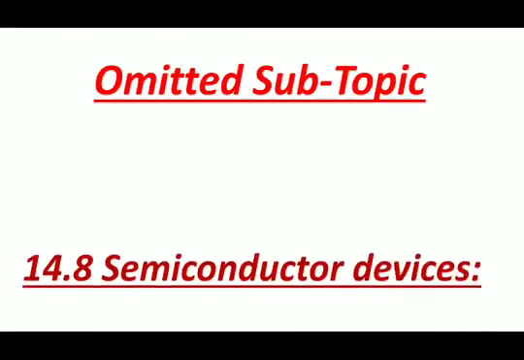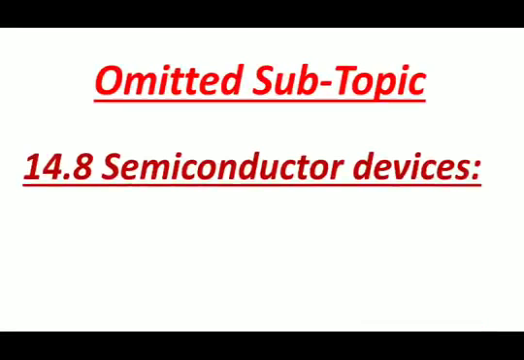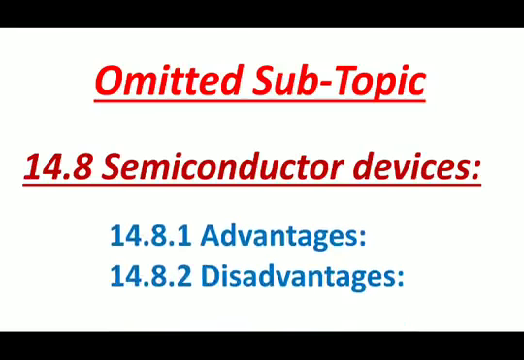So let's see first which are the omitted subtopics of this chapter. Here we have only one subtopic which is omitted for this academic year, that is point number 14.8, semiconductor devices, and in that we have advantages and disadvantages. So this topic is omitted for this year. That means we don't have to study this subtopic. Apart from this subtopic, all the topics we have to study.